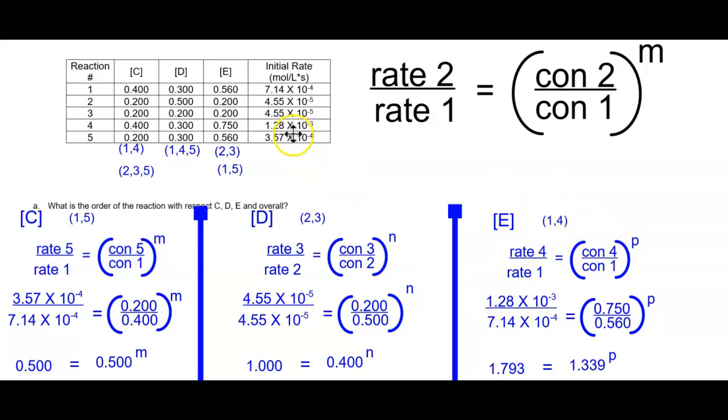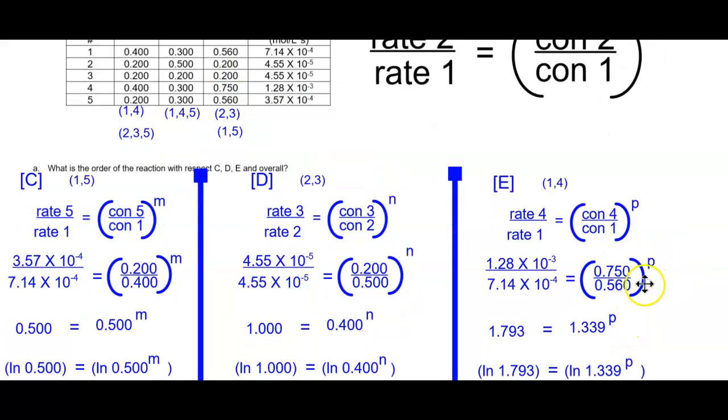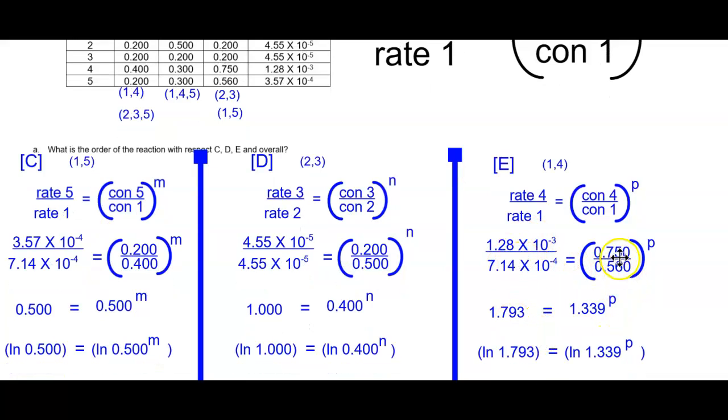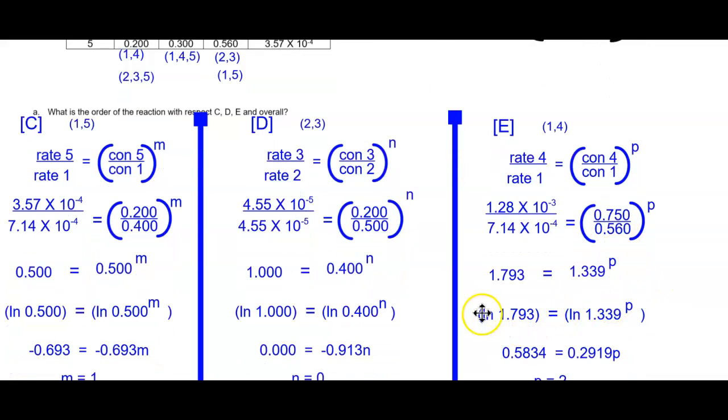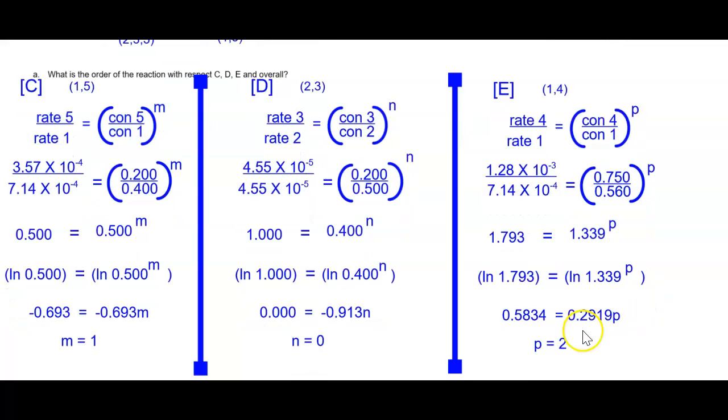So rate for 4 is 1.28 times 10 to the negative third. Rate for 1 is 7.14 times 10 to the negative fourth. Concentration of E, why E? Because we're solving for E. Concentration for experiment 4 for E is 0.750, and concentration for experiment 1 for E is 0.560. Do the division there. So I have the ln of that equals the ln of that. Remember, when I ln both sides, the p drops down, I divide by p, and I get second order.